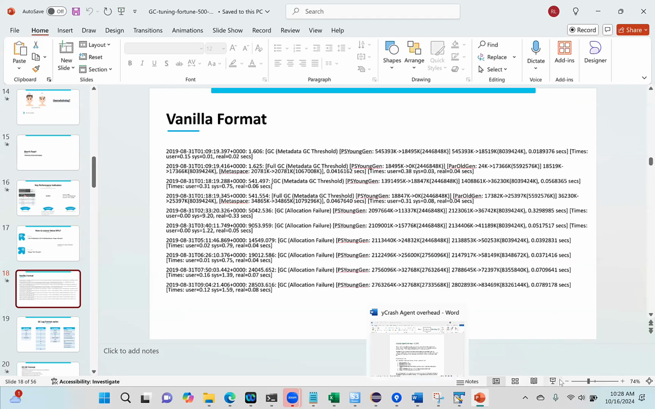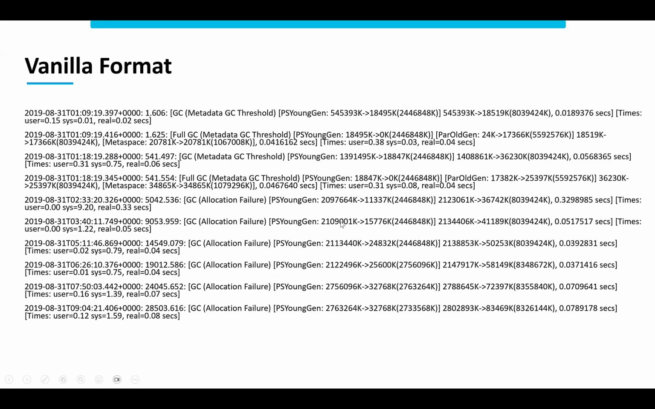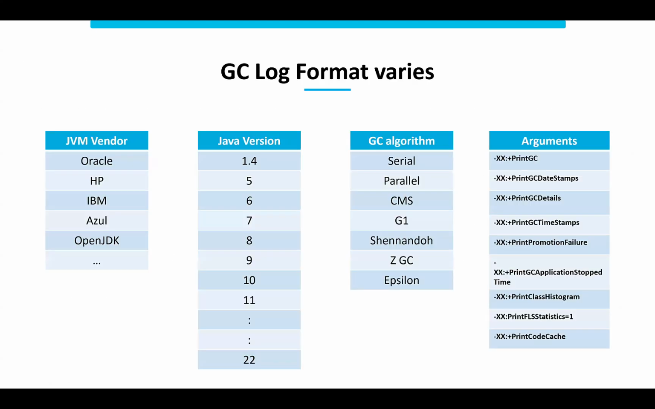How does the GC log look? It's going to look like this, with numbers and regions and all this. It's pretty cryptic and not trivial to understand, but still you can develop expertise to look into it. And friends, this GC log format varies by who the JVM vendor is, whether it's Oracle, HP, IBM, Azure, OpenJDK, what version of Java you are running, what type of GC algorithm you are using, and what arguments you are passing. Based on this, your GC log will vary. Today in the world, there are like 80 or 90 different types of GC logs.